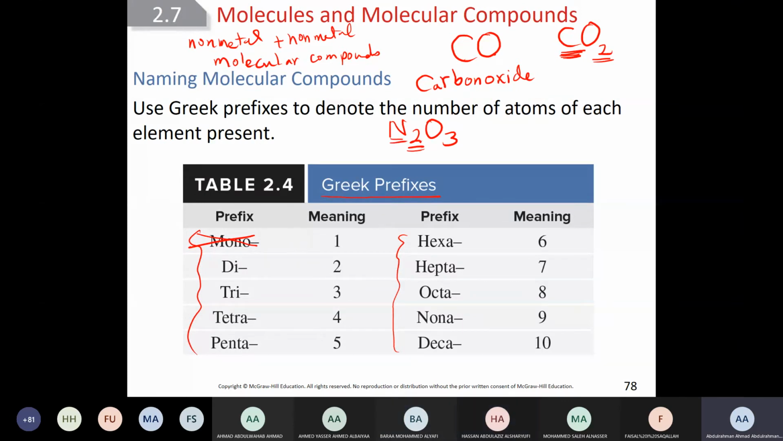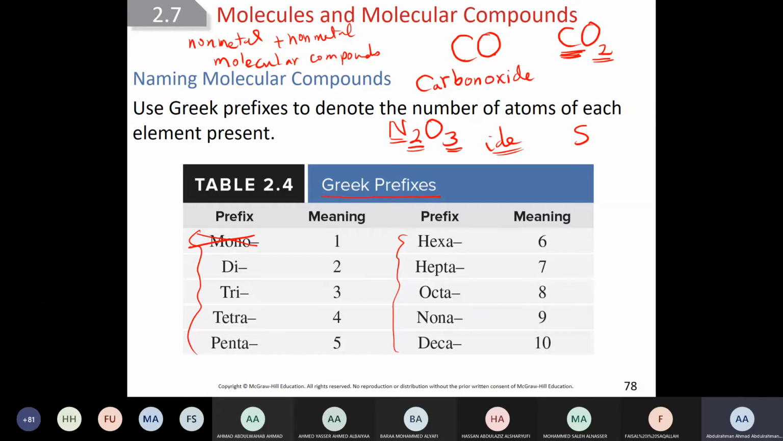Nitrogen. No, not right. Dinitrogen. The first letter you keep it as is. Dinitrogen trioxide. At the end you say "ide" only. Is this clear? Very good.